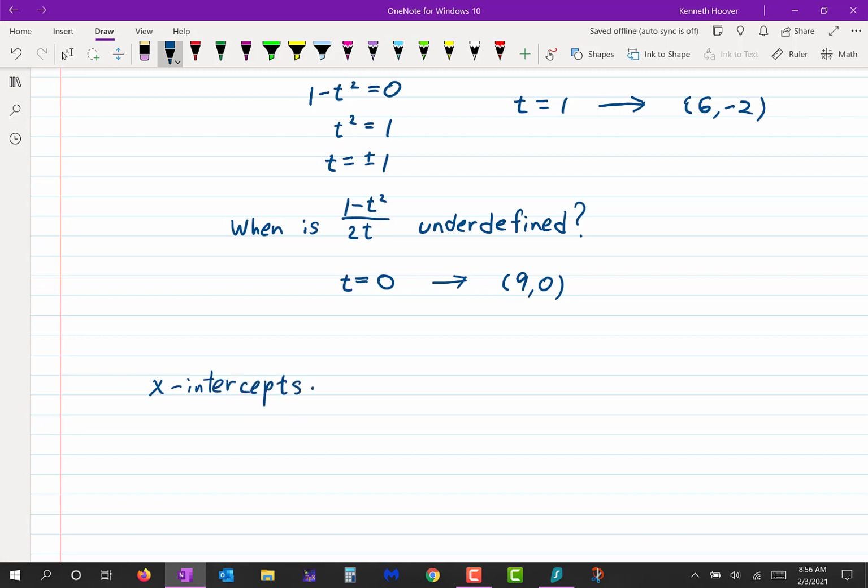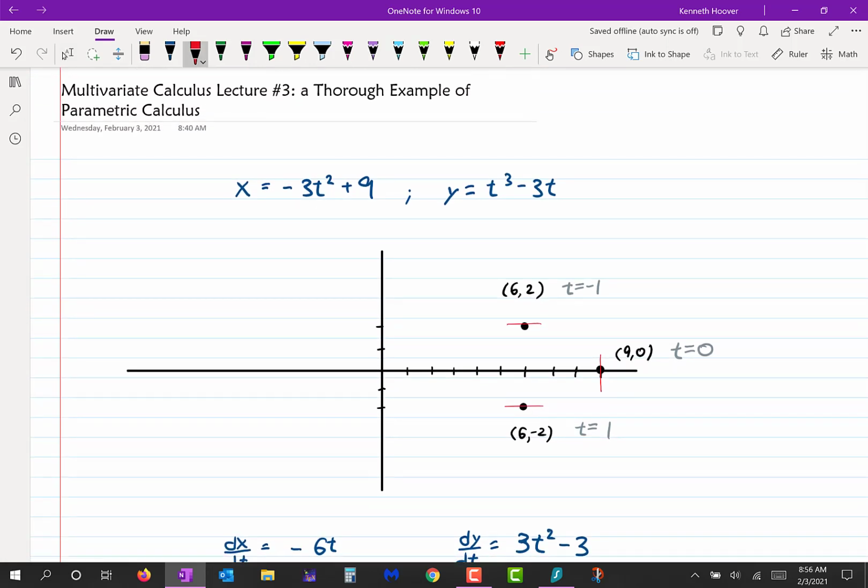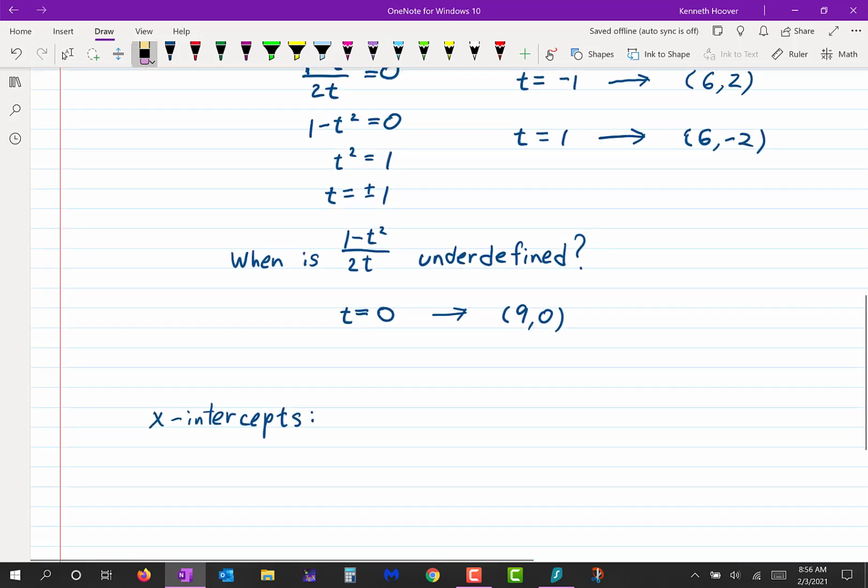Remember now, we already found one. How do you find x-intercepts? X-intercepts occur when y is 0, right? So let's look at our equation for y and figure out when is that 0. Okay, so we take t cubed minus 3t, set it equal to 0. Let's factor out a t. Factor that the rest of the way.